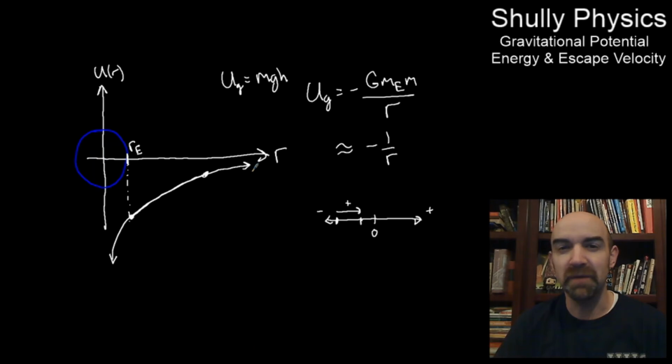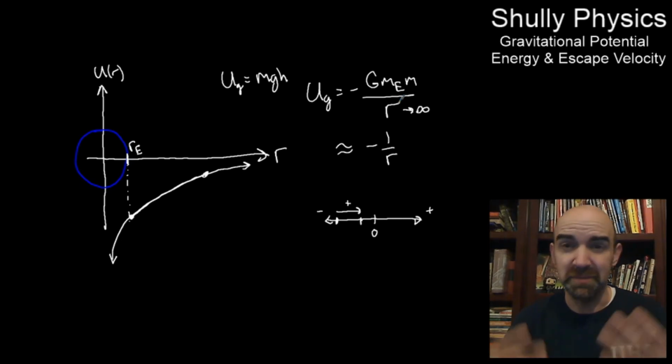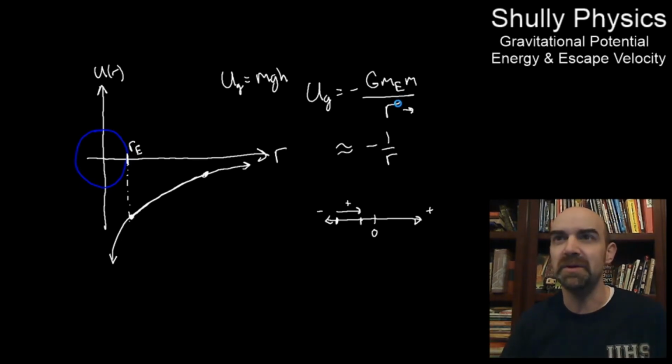In order to get away from the Earth, you need to be far enough away where the gravitational potential energy is essentially zero. In other words, R has to be approaching an infinite value so that this denominator divides out the numerator and becomes a very, very small number. That's the perspective we're having here.